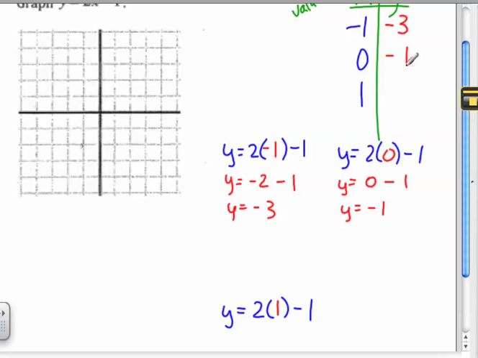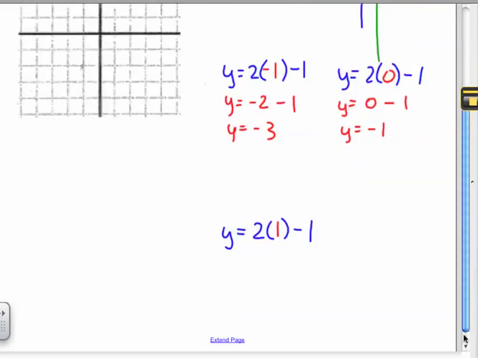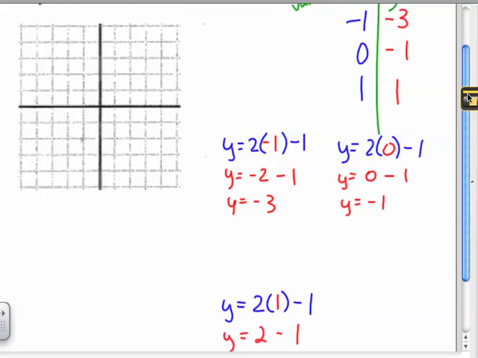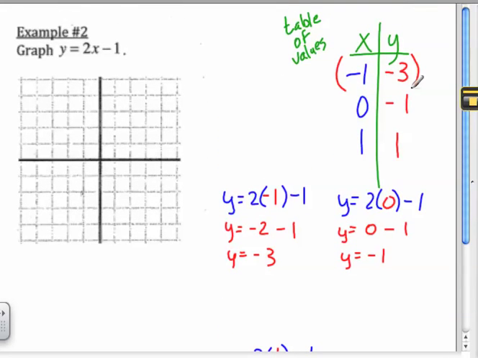It's giving me some points on this line. Fritz, for this last one, I'm going to do y is equal to 2 minus 1. And then y is equal to 1. Good. So when x is 1, y is 1. So now I've got 3 points. This ordered pair, this ordered pair, and this ordered pair. It's a good thing we know how to graph.